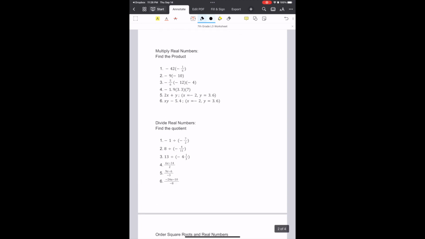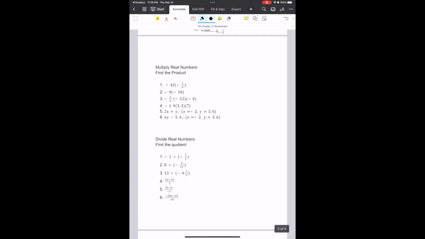Alright, let's move on to the next question, where we're multiplying real numbers this time. So find the product. So let's do number 2. Negative 9 times negative 10. And you guys are in 7th grade. I know you guys know your multiplication table. So you guys know 9 times 10 is 90. Well, a negative times a negative makes a positive. So negative 9 times negative 10 is equal to 90 as well.